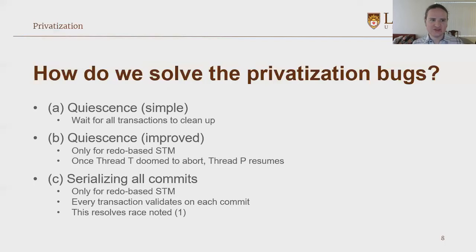The last solution is to serialize all commits. This is the most ambitious solution and can be the most performant when it works, but it only works for redo-based STM. In this case, every transaction validates on every commit. So if any transaction commits, every other transaction has to validate. And if it discovers that it has a conflict on some variable, then it will abort immediately rather than waiting for the end. This resolves the first race in the previous slide.